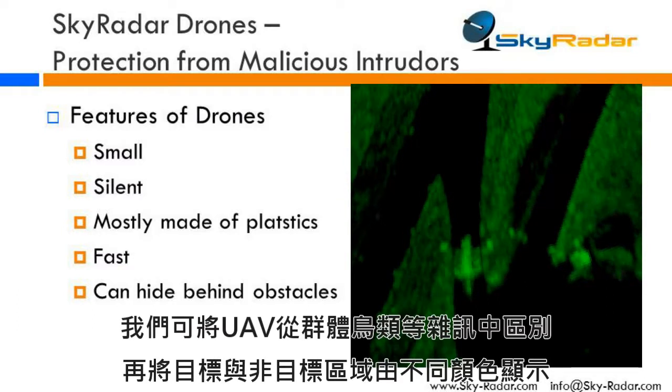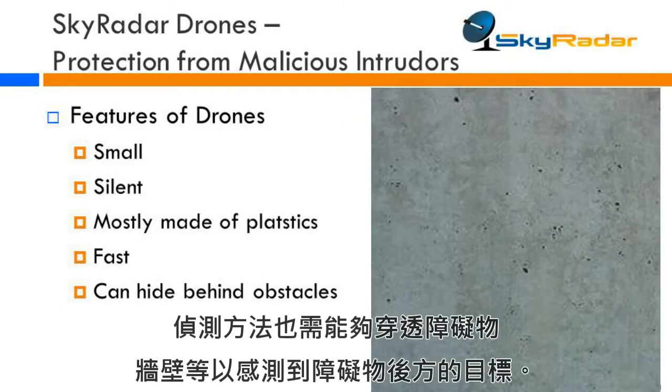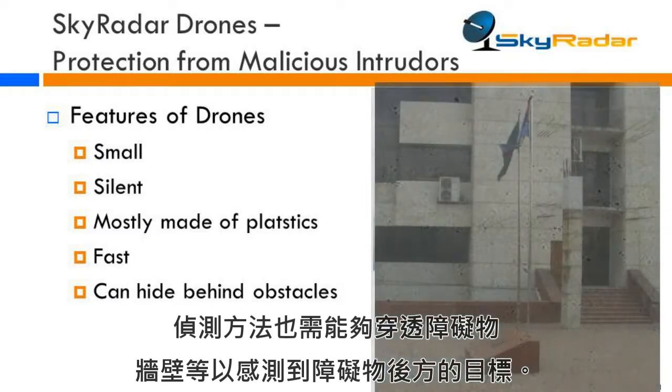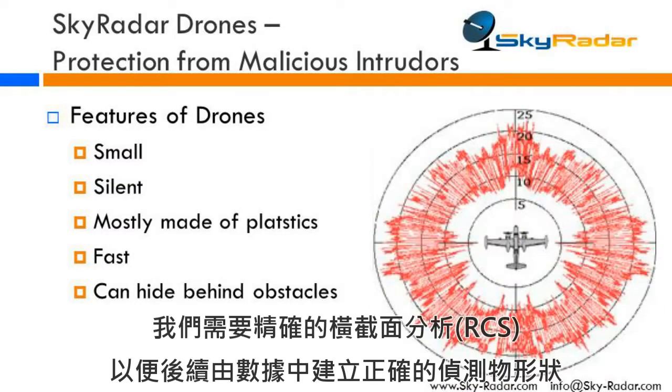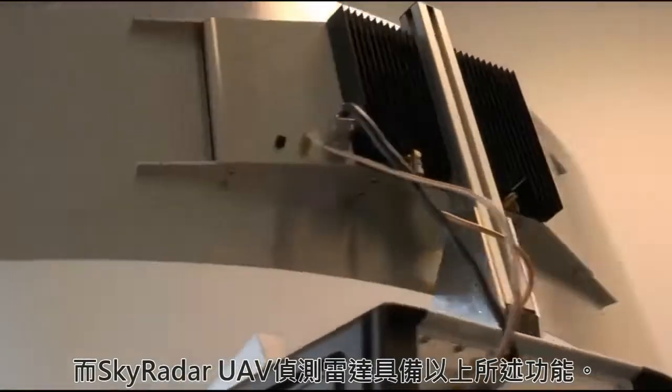We need the possibility to color targets to differentiate between targets and non-targets. We need to be able to screen through obstacles, even concrete walls, to detect our targets behind. We need precise cross-section analysis and comparison to model the correct shapes out of our data afterwards. SkyRadar drones does all that.